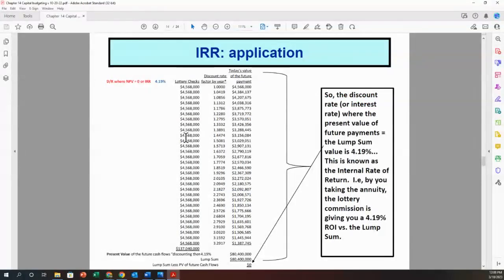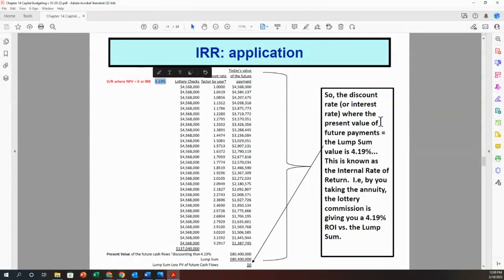So let's determine what it is. At 4.19%, the net present value of the future cash flows is $80,400,000. The lump sum that the lottery commission wants to give you is $80,400,000. Yeah, that's right.